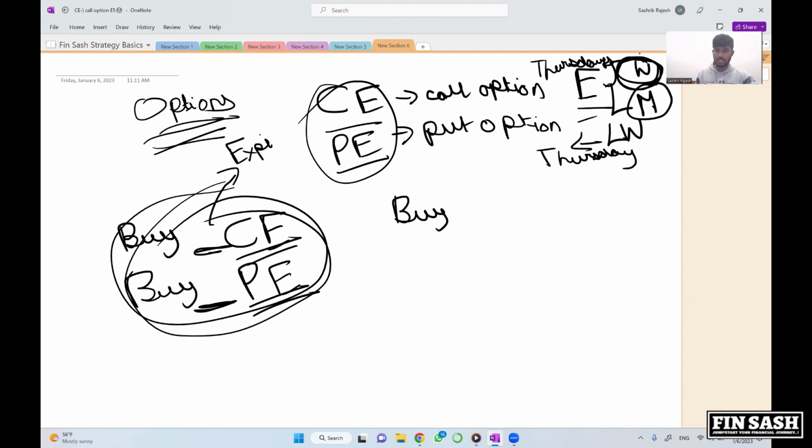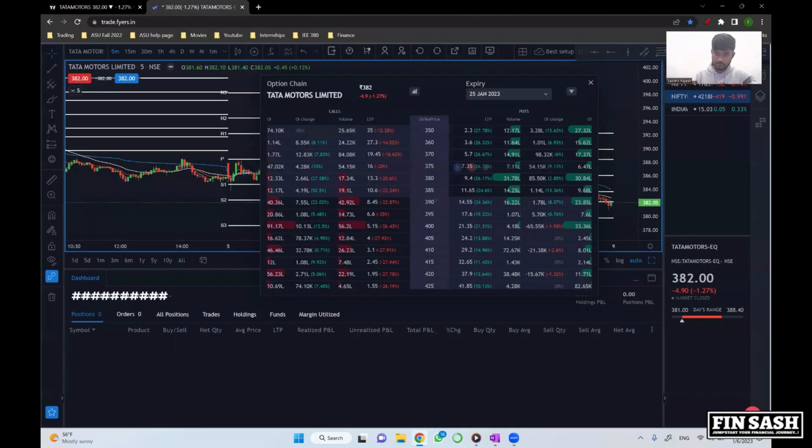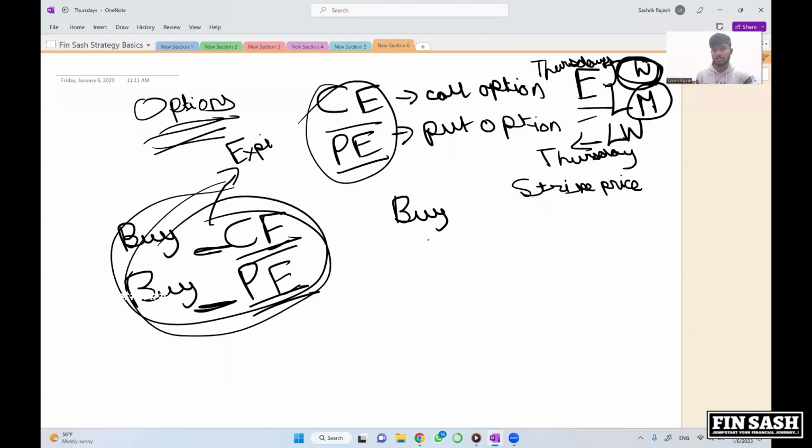Moving on. So what's a strike price, right? So here's the thing. Let's just pick up some random number. So we think that the market's at 400. So let's just pick up 405, right?